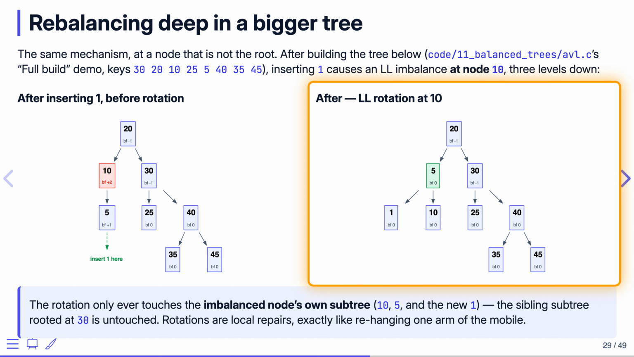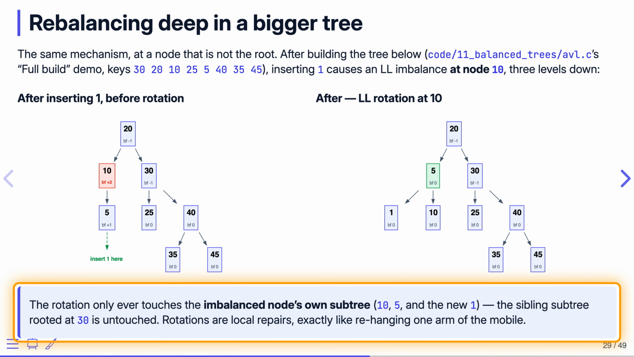5 moves up into 10's old place, and 10 becomes the right child of 5. Node 10 is back to balance factor 0. Notice the rotation only touches the broken node's own subtree, 10, 5, and the new one. The other side of the tree, rooted at 30, is not touched at all. A rotation is a local repair.